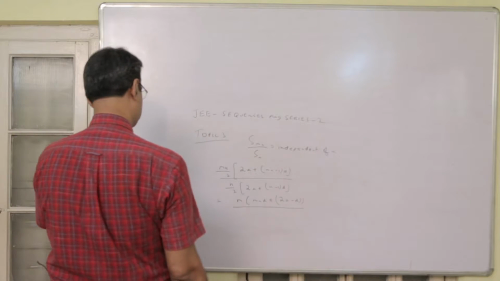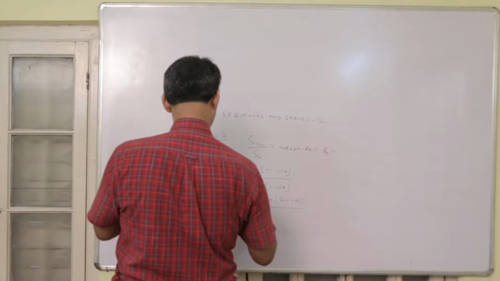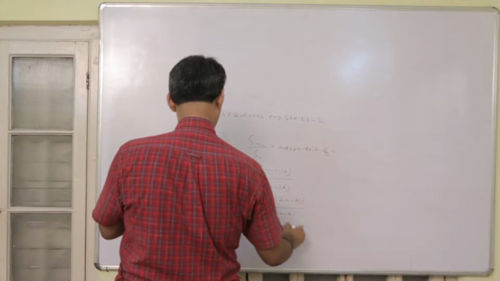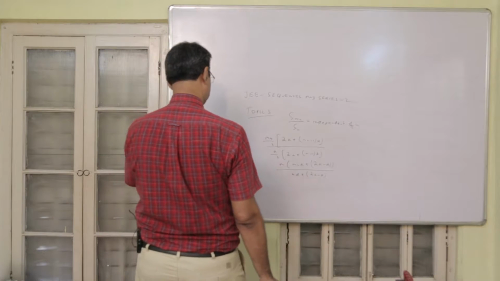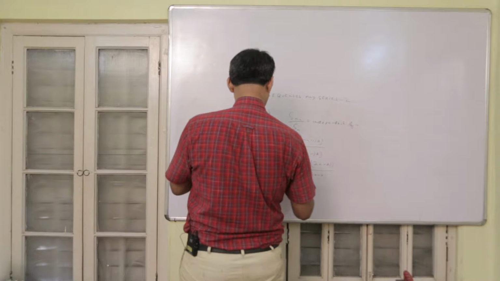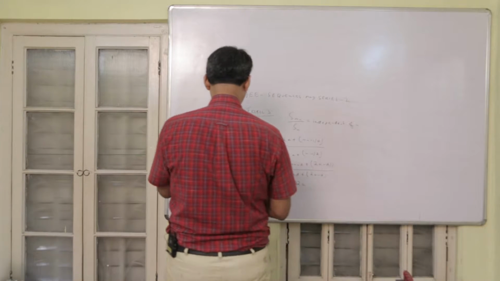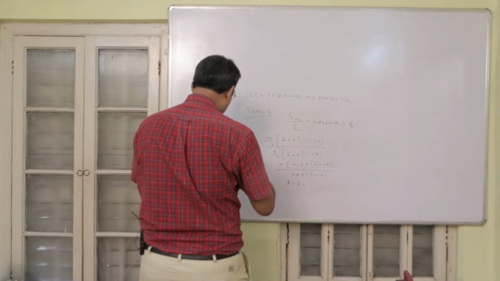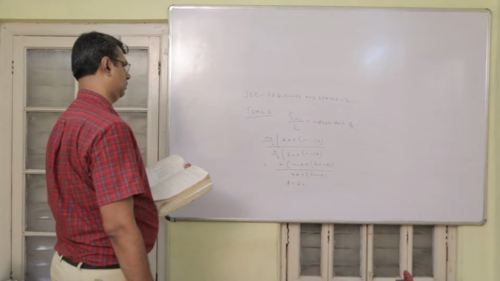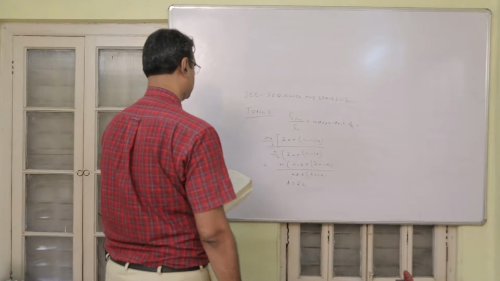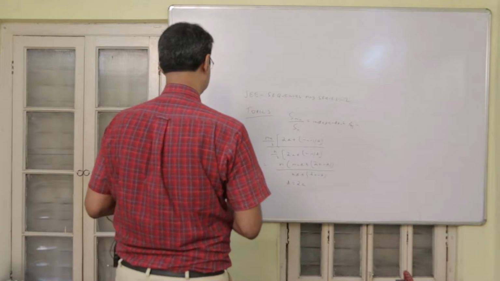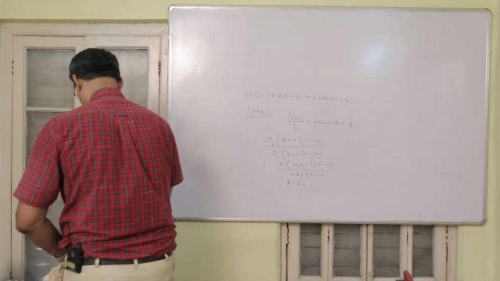So in the numerator, this is what we will get, and this is what we will get in the denominator. So D is equal to 2A. So when the sum of mn terms to the sum of n terms is independent of n, that means D is equal to 2A. So this is another example of topic 3.